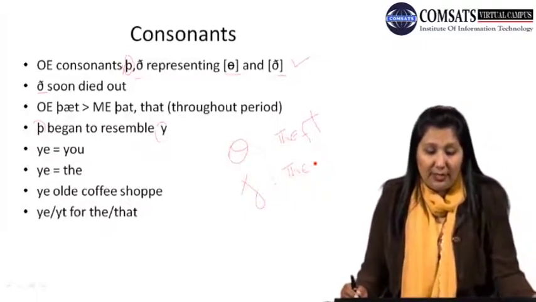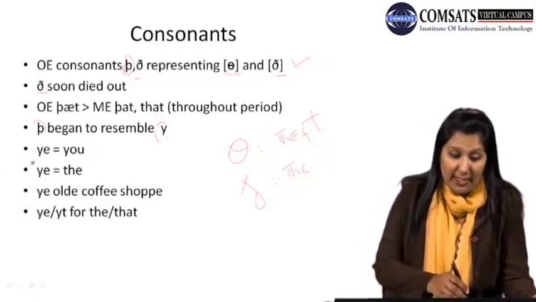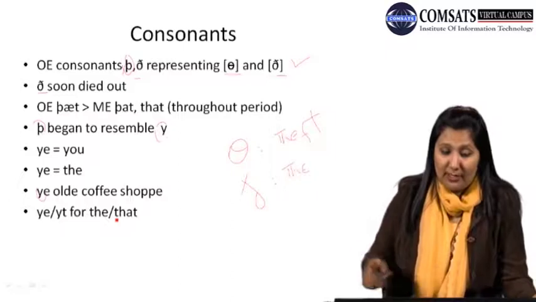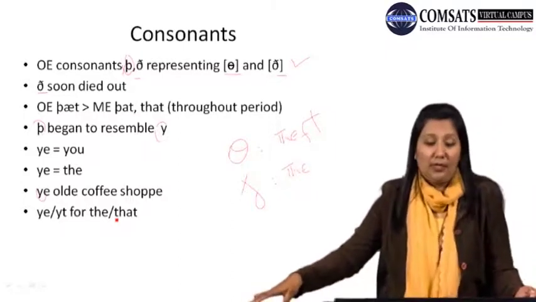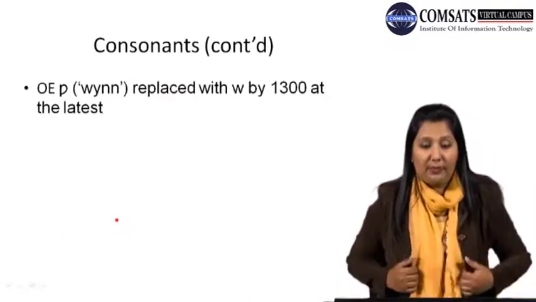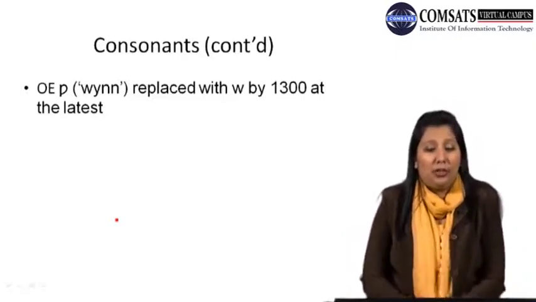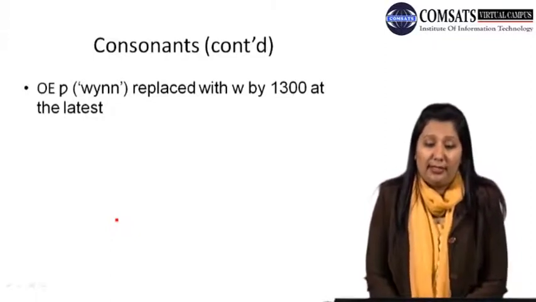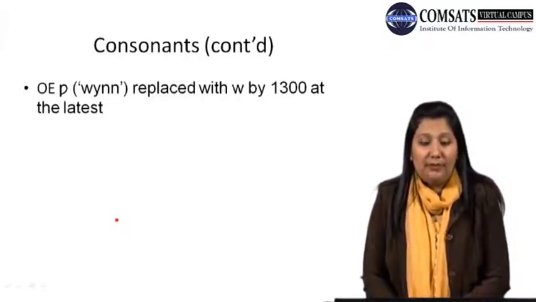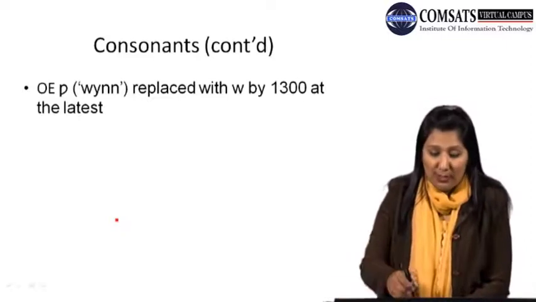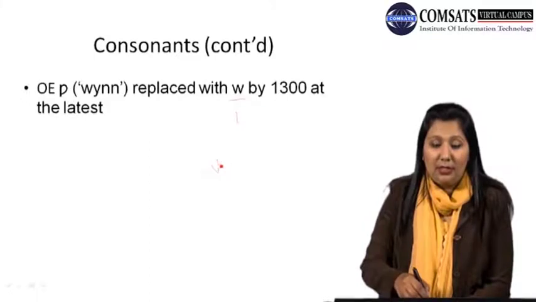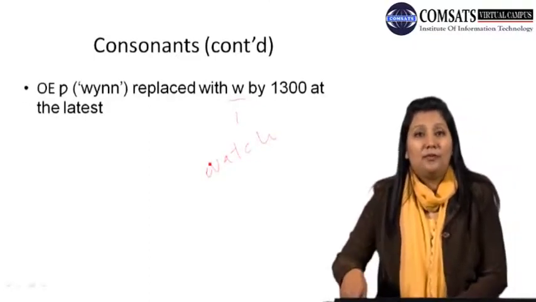The old coffee shop. Some Old English consonants were replaced with the W by 1300 at the latest, when the v sound was written with the v. This W is pronounced as v, as in watch. You would see it's v.